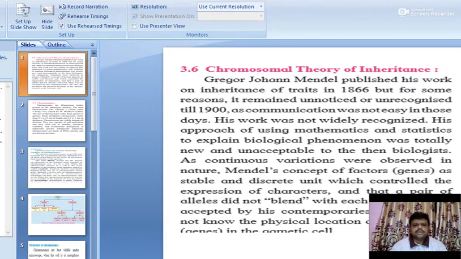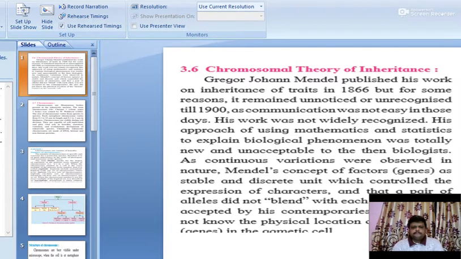Mendel published his work on inheritance in 1866, but unfortunately his work remained unrecognized. He studied so many things in pea plant. He took monohybrid cross, he took dihybrid cross, but unfortunately his work remained unnoticed or unrecognized.